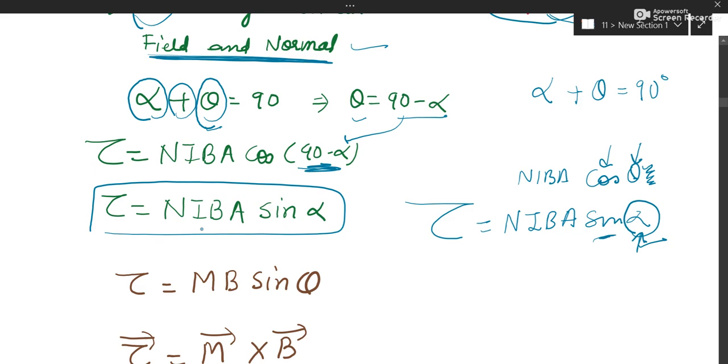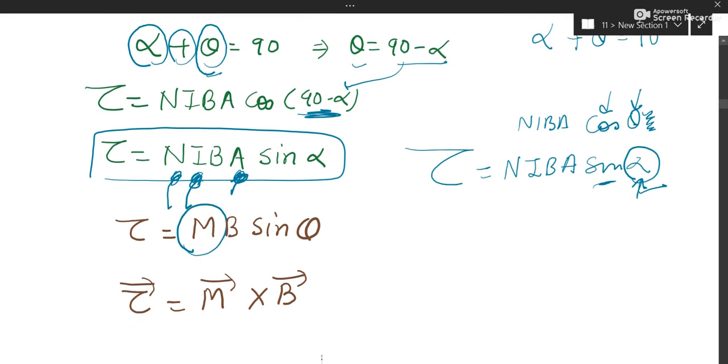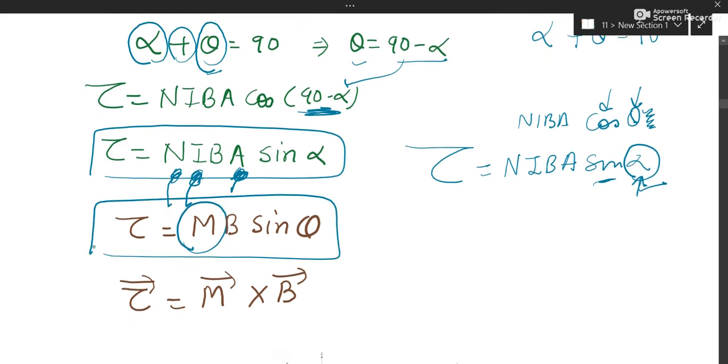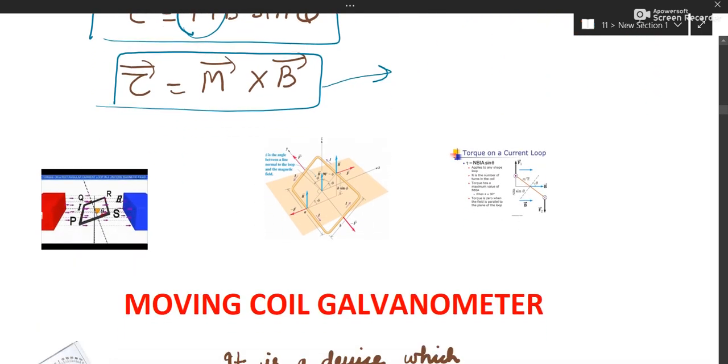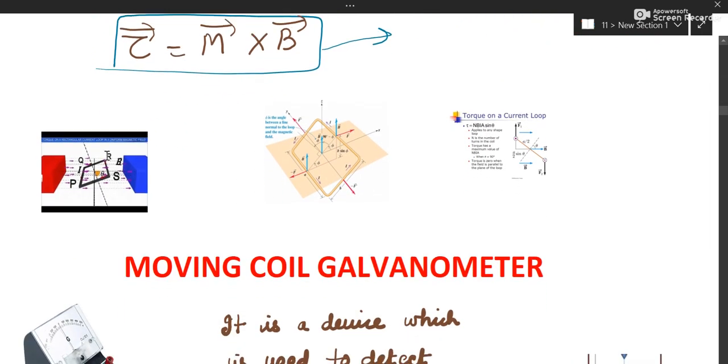Now we know already it's I into A into N, that is number of turns into current flowing into area of the coil, area of cross section, will give you magnetic moment. So this is M. So one more torque formula is M B sin theta. In cross product we can write it like this. So direction of the torque can be given by right hand thumb rule. So the coil will rotate due to the torque.